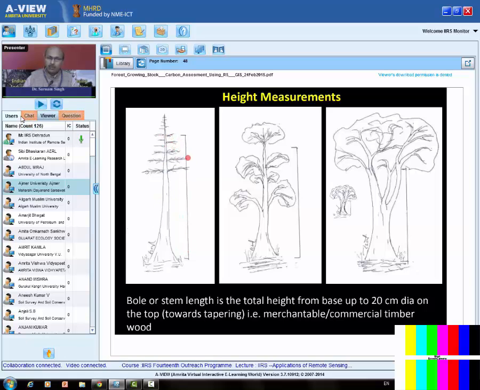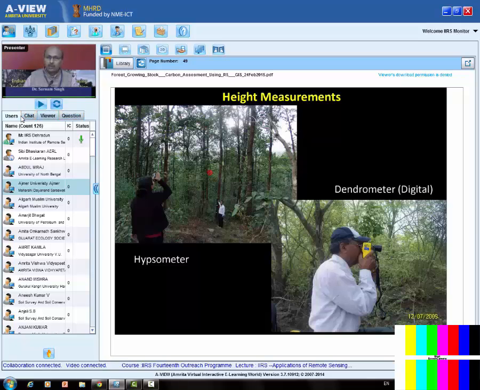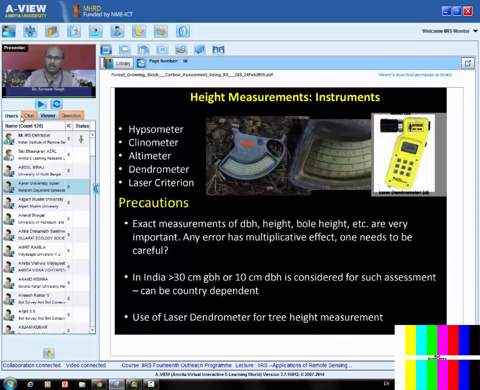So from the base to 20 centimeter girth, that much you can take it. There are different examples I have shown here. In different conditions, you can try to make observations. These are some of the field photographs, this is using a hypsometer, this is using a dendrometer. You can take the tree height with this.